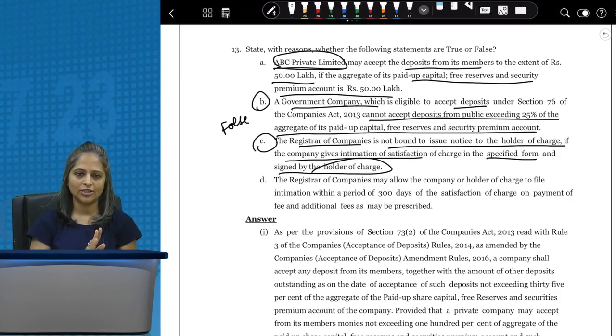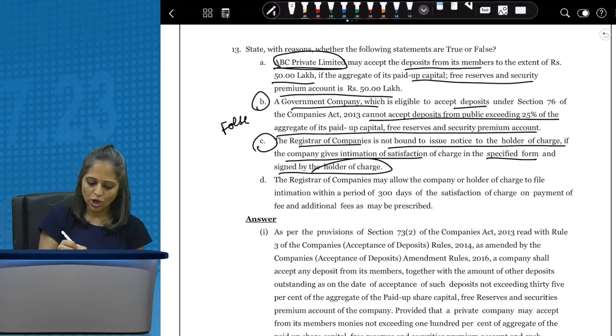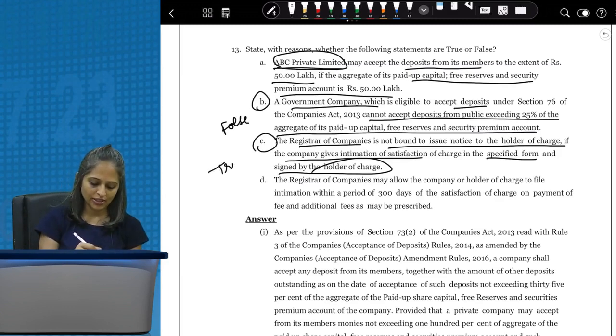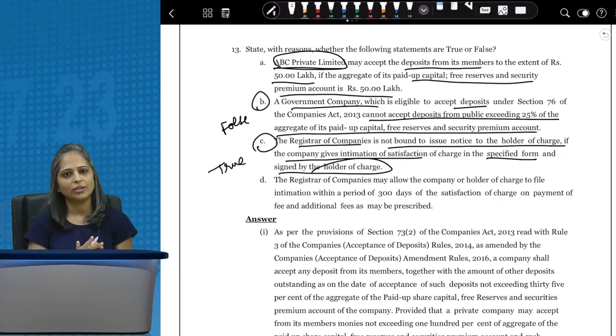But this line is saying that the satisfaction of charge has happened and it is also signed by the holder of the charge. So if the holder of the charge has already signed it, then the Registrar need not take further confirmation as to whether the satisfaction is done. He has already signed it, so it is proved that the satisfaction of charge has been done. So the Registrar is not bound to issue notice if the specified form is signed by the holder of the charge. The statement is true, because the confirmation which it wanted to take has already been received because he has signed the form, and hence the Registrar will not have to take any further confirmation.